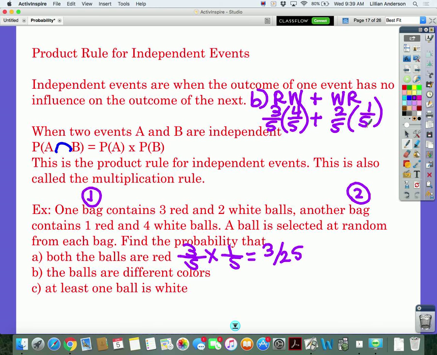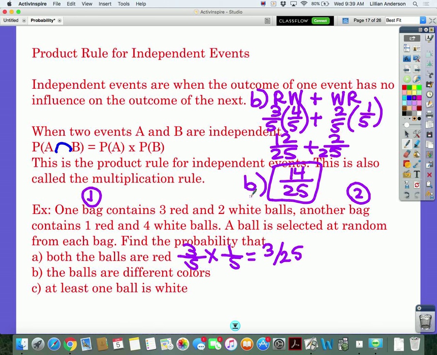So then we do the multiplication and then we add them together. So what's 3/5 times 4/5? 12 25ths? What's 2/5 times 1/5? And when we add them together, that's going to be our answer for B. That's the probability of reaching in and pulling out different colors. Questions? Okay, what about the last one?